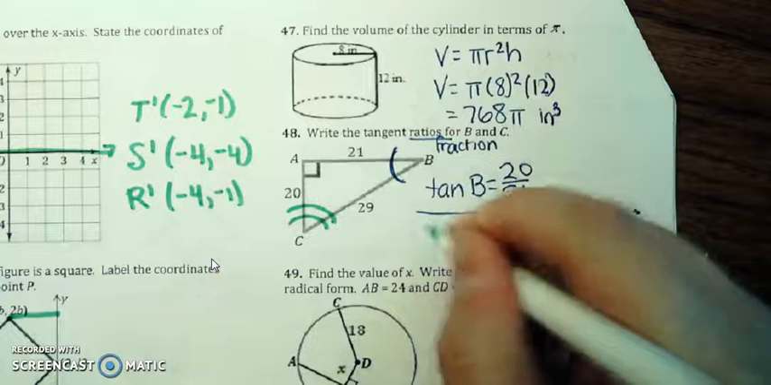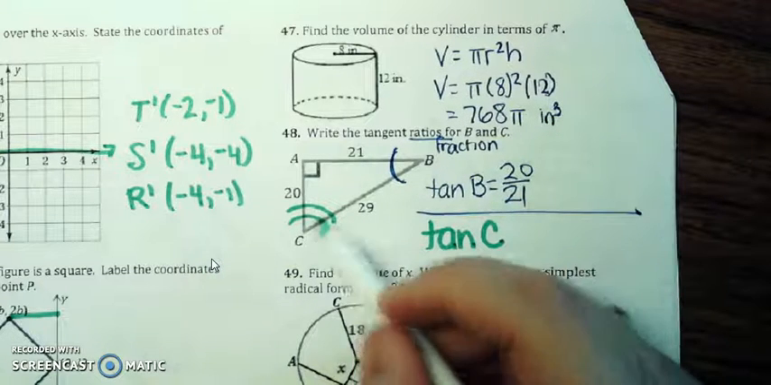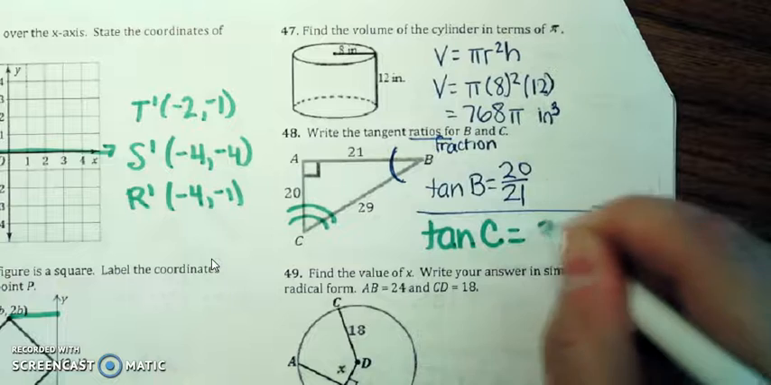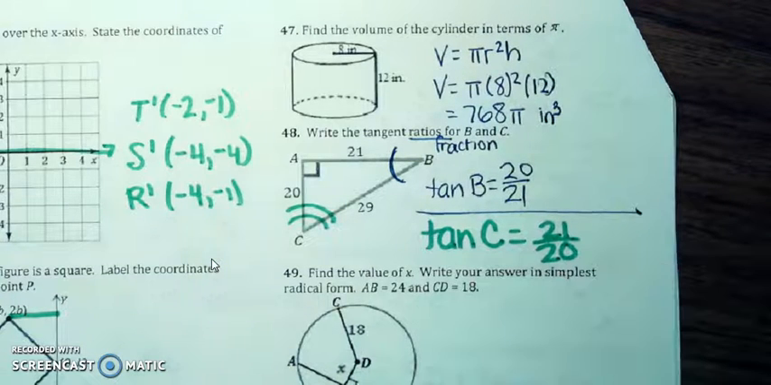Now if I switch over to focus on angle C, those two things change. Now the opposite is going to be the 21 and the adjacent is going to be the 20. That's all you have to do, just set up the ratios.